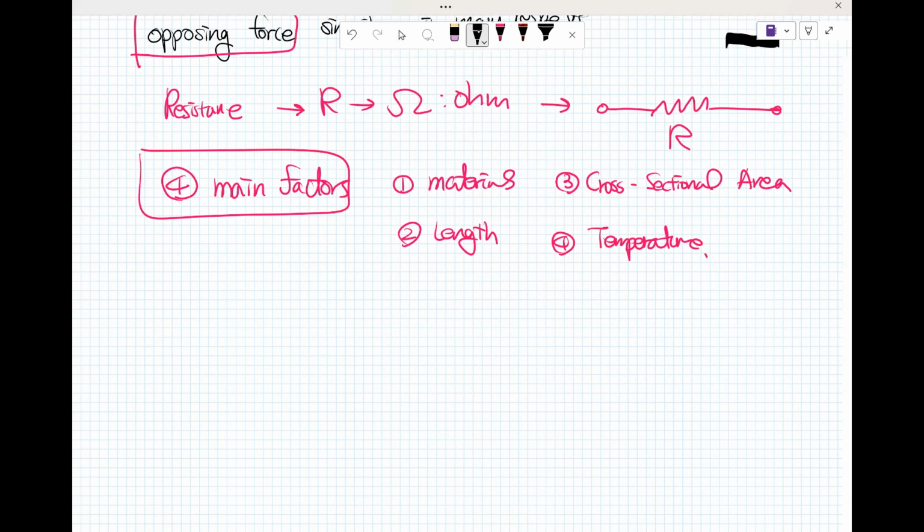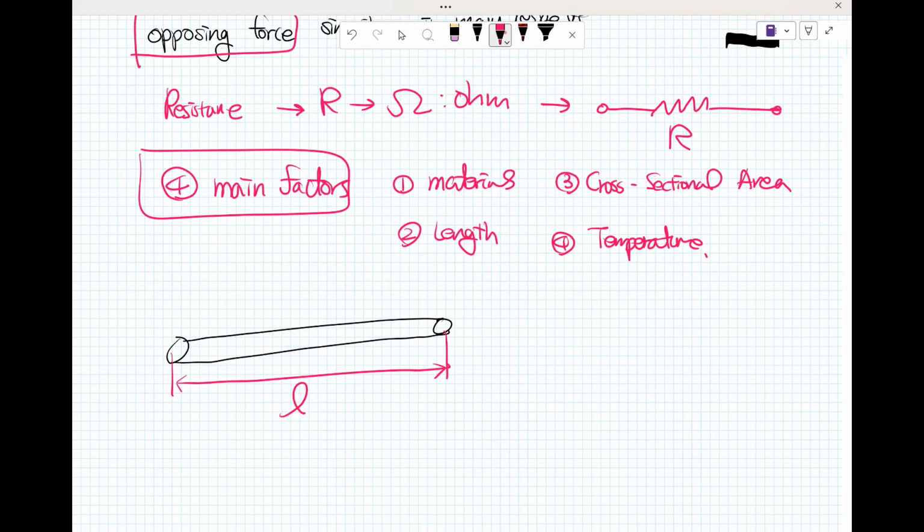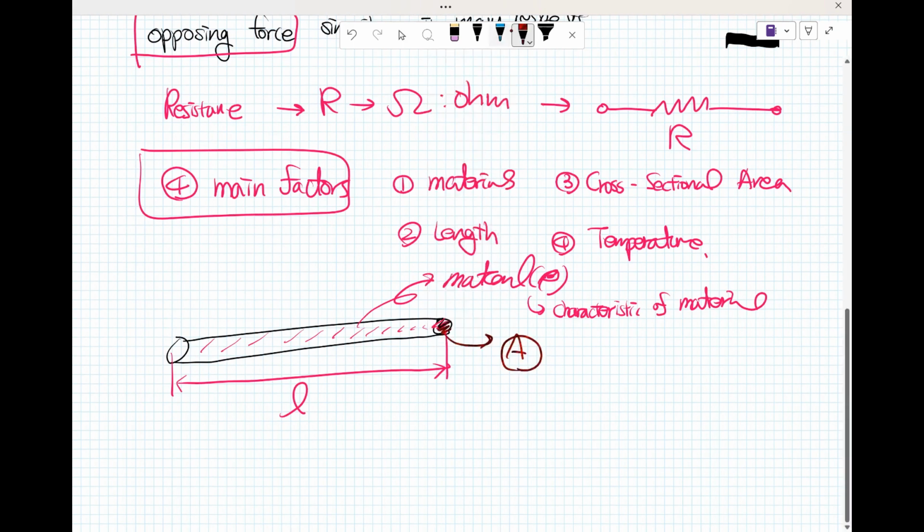I'm going to draw a cable like this one. That is for length. This is L. And this is the consistency of material, rho, which is the characteristic of the material. And in another color, that is the cross-sectional area, right? This one.